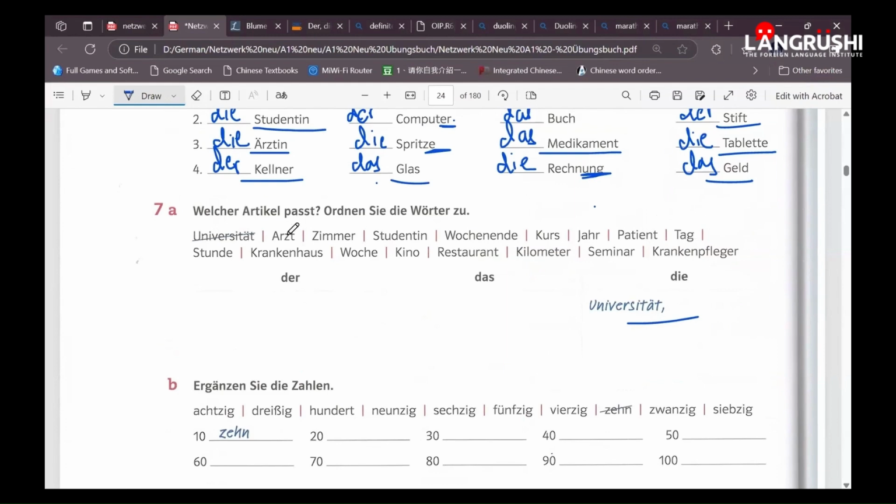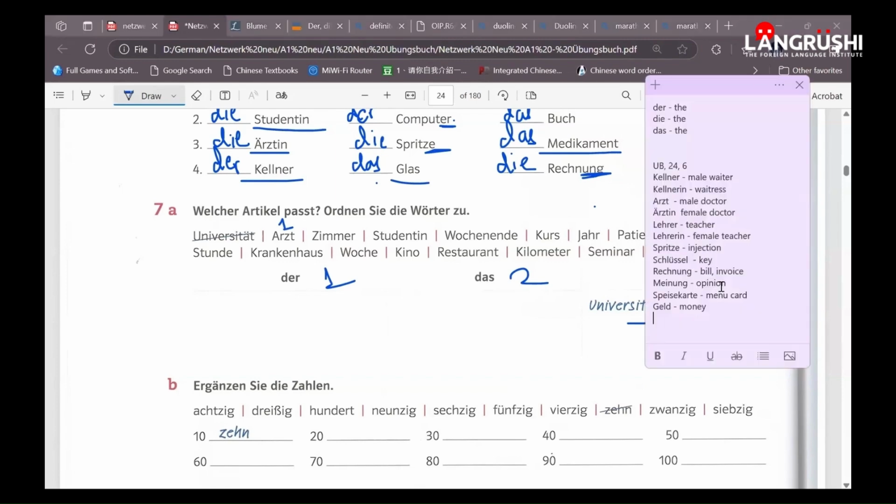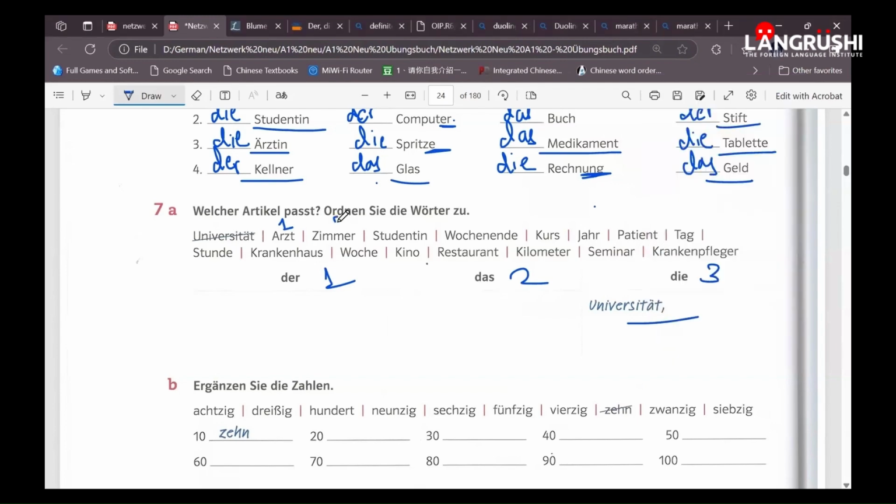It was masculine. Yes, masculine. So I will write here, 1, 2, 3. Okay. Then Zimmer. Now look for the word Zimmer. Where is room, right? Correct. And the gender is das Zimmer. Perfect. Okay, so it is das Zimmer.